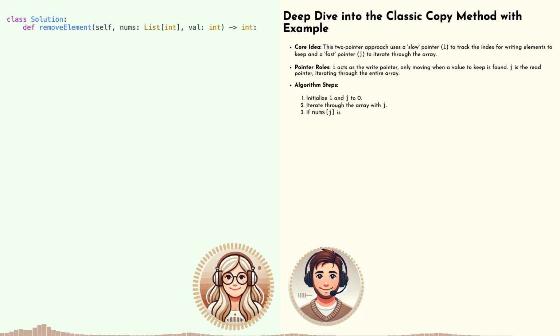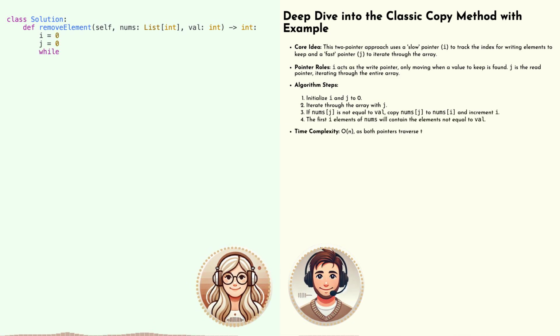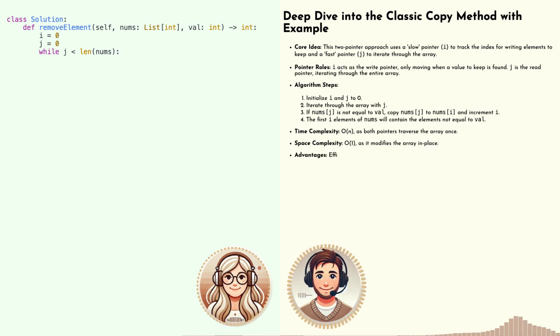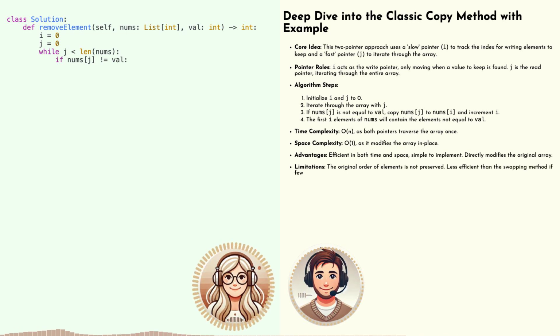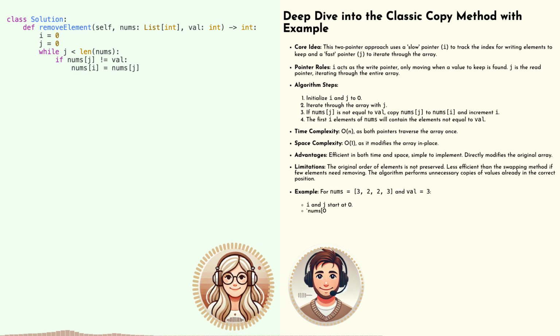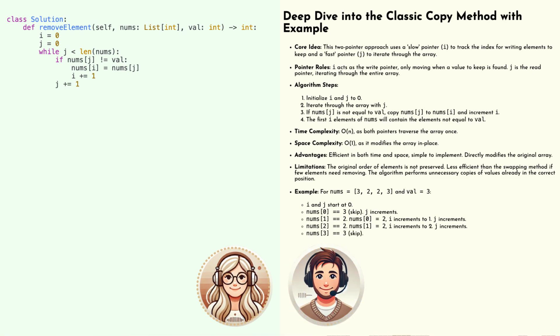Absolutely. Let's revisit that first approach where we're carefully copying the keeper elements to the front of the array. Okay, so it's all about the movement of our two pointers, I and J. Hey, remember, I is our diligent organizer placing those keeper elements at the beginning, and J is the scout always searching for those keepers. Right. And the magic happens when J finds an element that doesn't match our target value.